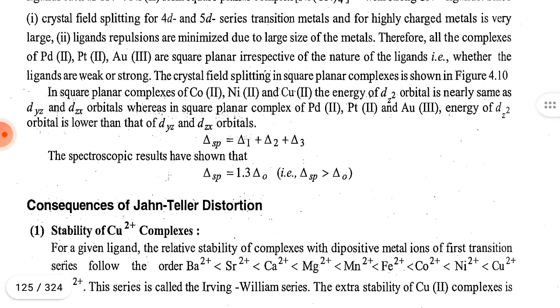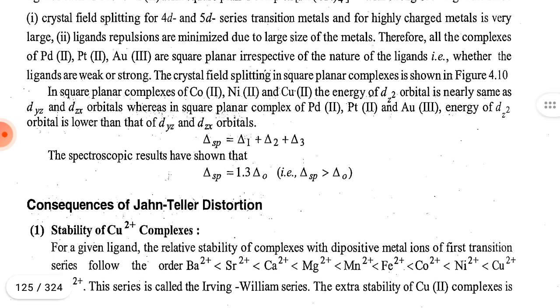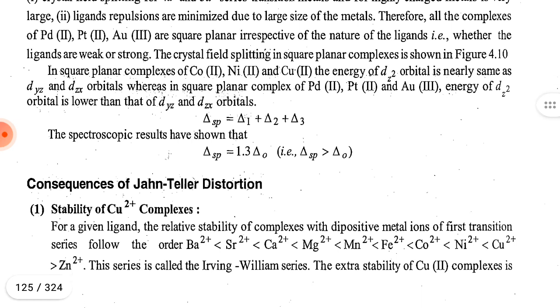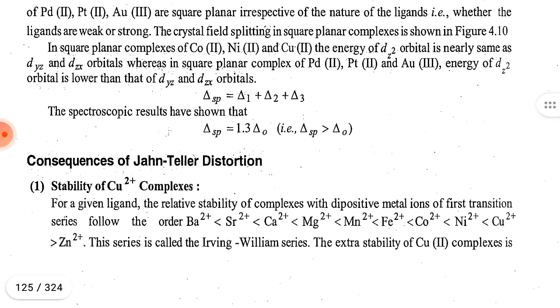First, crystal field splitting for 4d and 5d series transition metals and for highly charged metals is very large. Second, ligand repulsions are minimized due to the larger size of the metal. Therefore, all the complexes of palladium(II), platinum(II) and rhodium(III) are square planar, irrespective of the nature of the ligand, that is, whether the ligands are weak or strong. The crystal field splitting in square planar complexes is shown in figure 4.10.